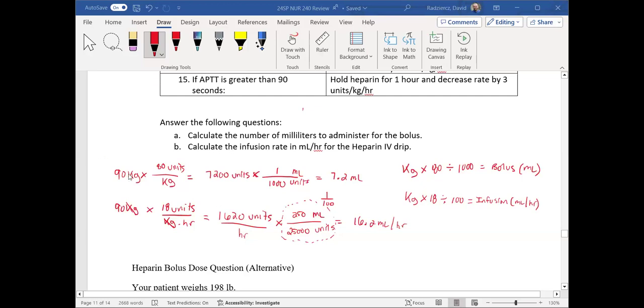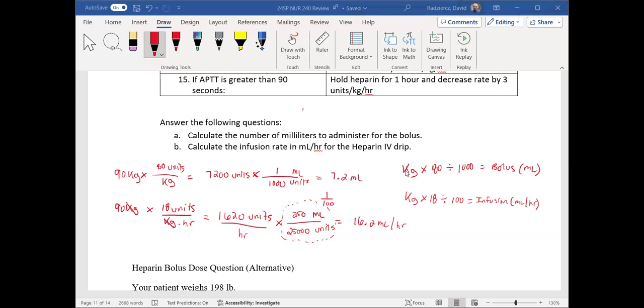We took the patient's weight, multiplied by what it told us to bolus, which is 80, and that's the standard. Anytime you do a weight-based heparin protocol, 80 units per kilogram is the bolus dose order. And then what you have available is 1,000 units per milliliter for the bolus dose. So you just have to remember to convert that to units to milliliters.